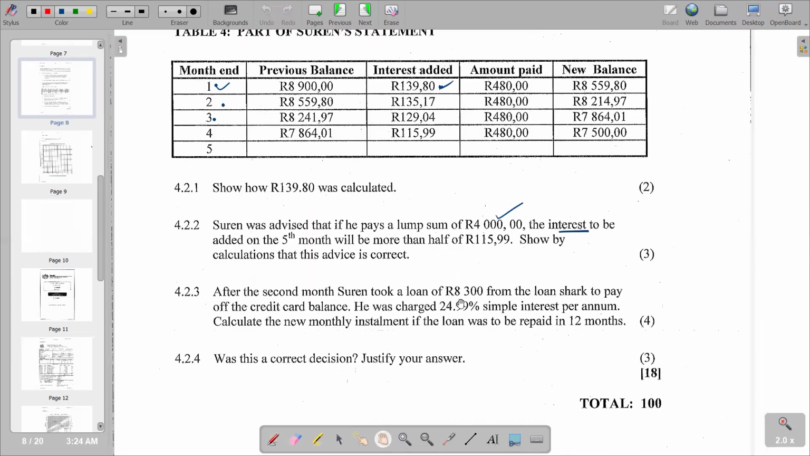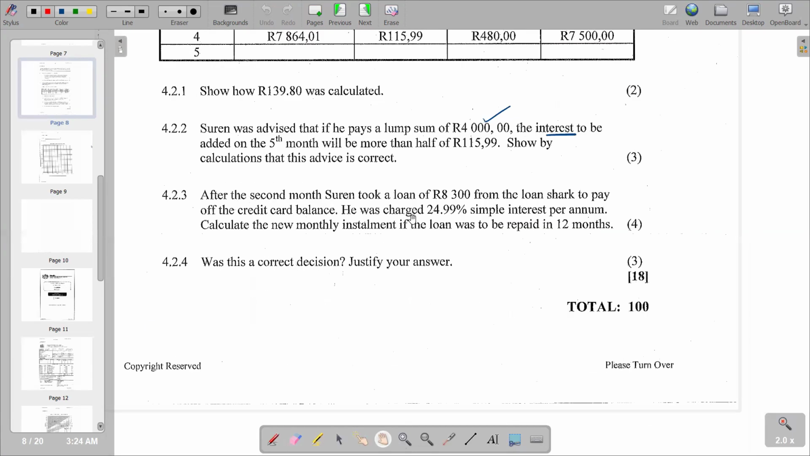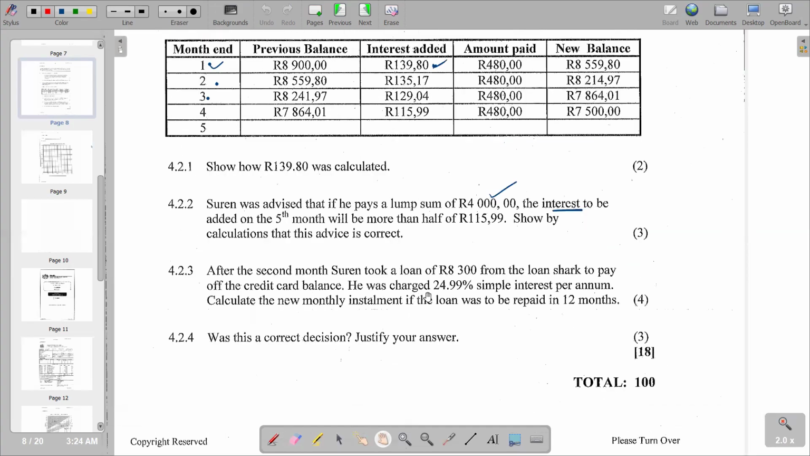4.2.3. After the second month, the student took a loan of 8,300 from the loan shark to pay off the credit card balance. He was charged 24.99% simple interest per annum. Calculate the new monthly installment if the loan was to be repaid in 12 months. So basically, it is very simple. We are just going to say 24.99% of 8,300. And then we get the annual interest, and then we add it to 8,300, and then the total that we get we divide by 12.